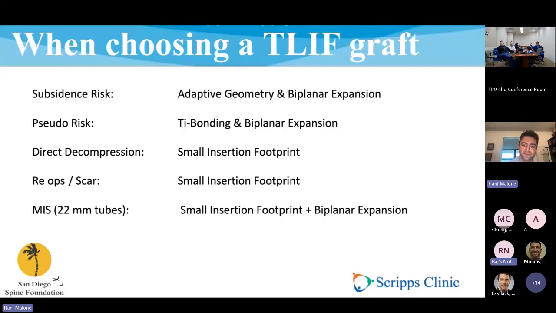The direct decompression is important because you're not going to get the same indirect decompression, but it's good when you've got reops and they're scarred and you need to do a direct decompression. I started off with a 26 millimeter tube. I almost always use 22 millimeter tubes now, which means expandables are helpful because you just have such a small corridor. If you're trying to put a big graft through a 22 millimeter tube, it takes most of your visualization away.